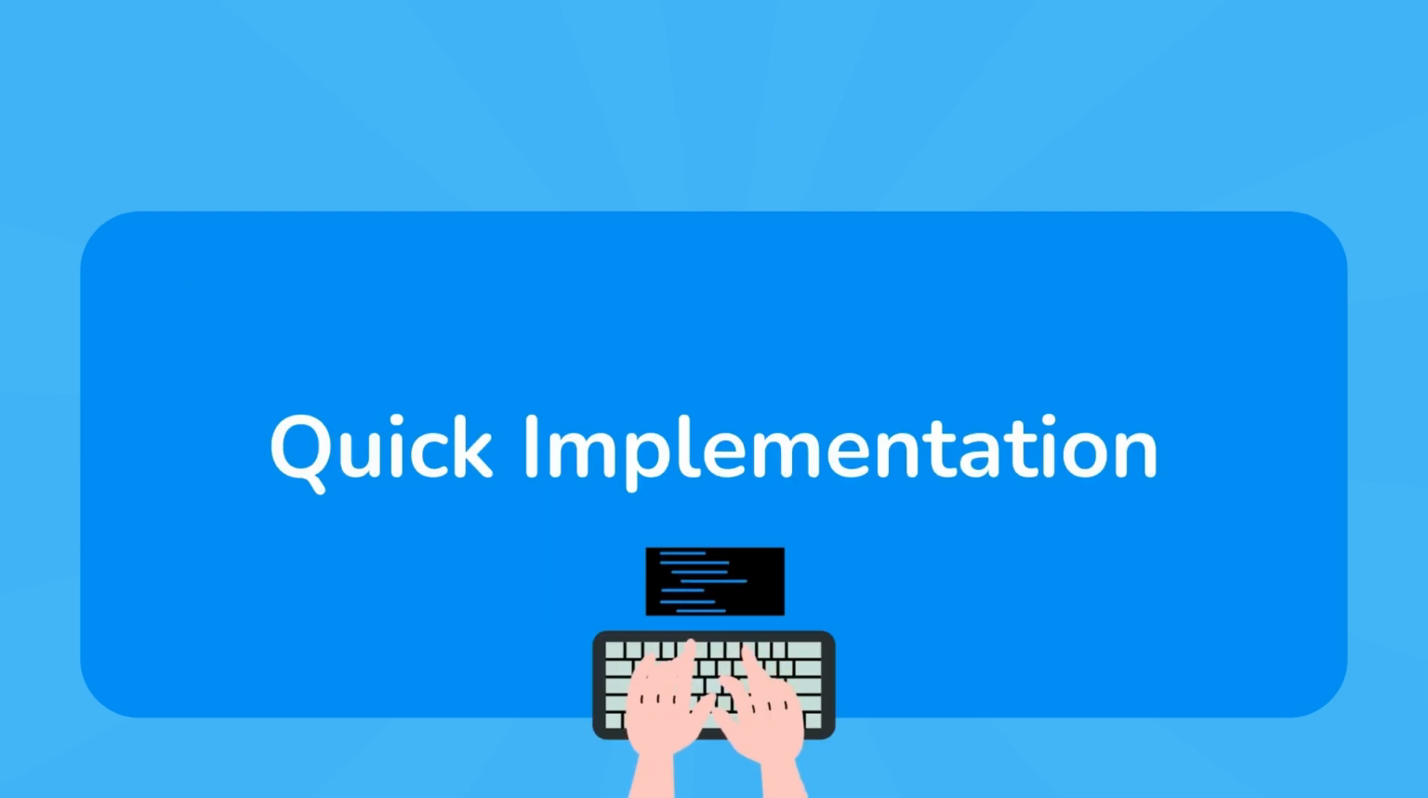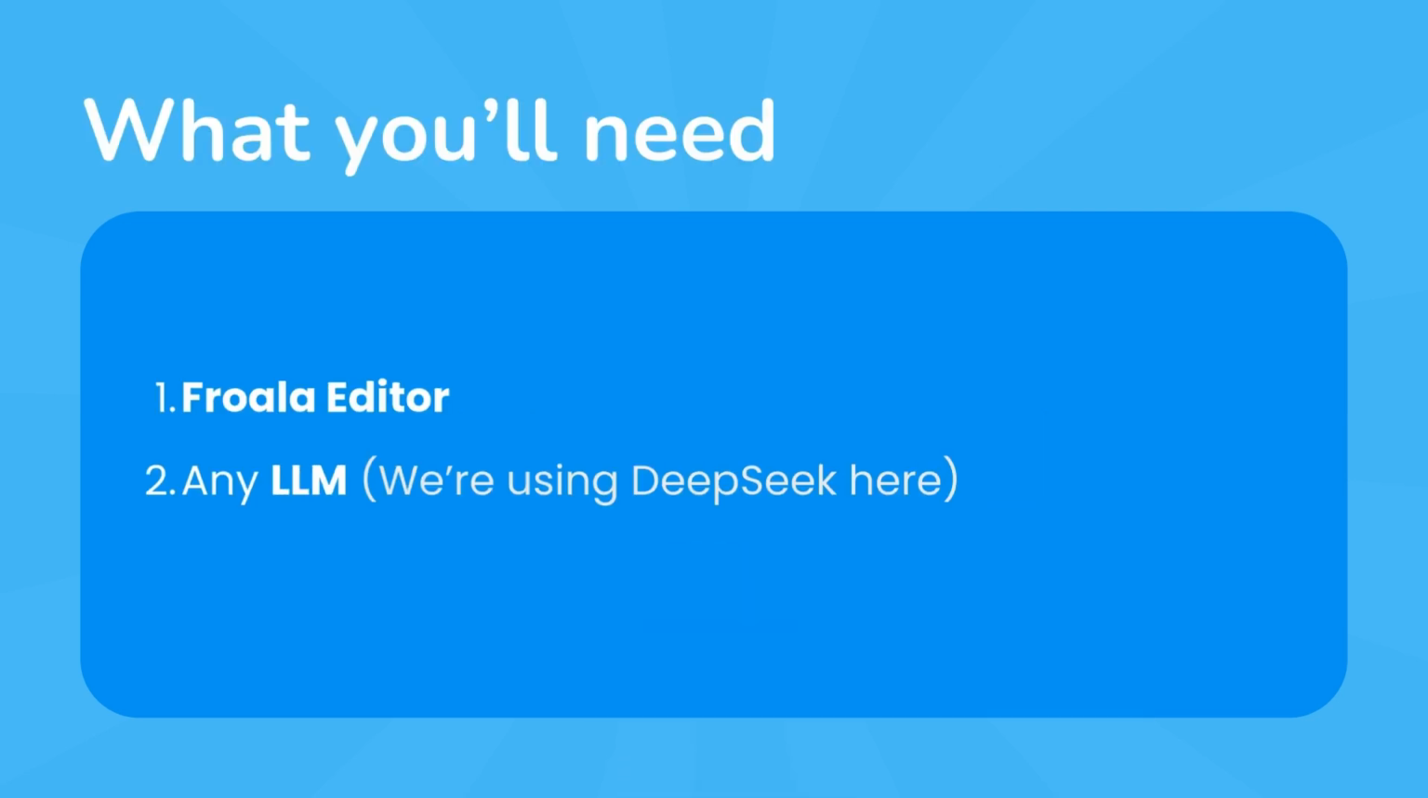Now, let's jump into how you can implement auto-formatting in your projects. Here's what you'll need: Ferwala Editor and the AI model of your choice. In this case, we're using DeepSeek. In Ferwala Editor, we'll be creating a custom auto-format plugin that takes the editor's contents, formats it according to some rules, and passes it over to AI for restructuring. In this demo, we'll be mimicking a meeting notes auto-formatter.